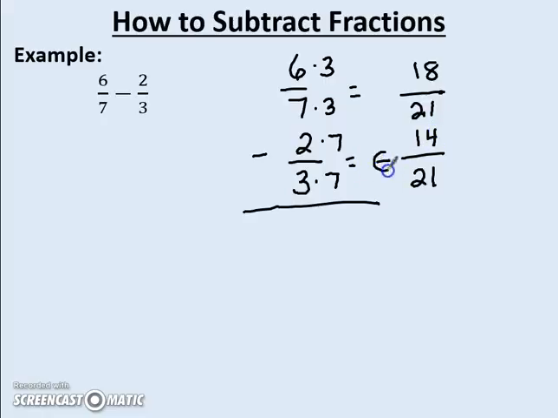And now we need to subtract. Subtract the numerators. 18 minus 14 makes 4. And the denominator stays the same because that's the size of the pieces. So there'll be 4 21st left over.